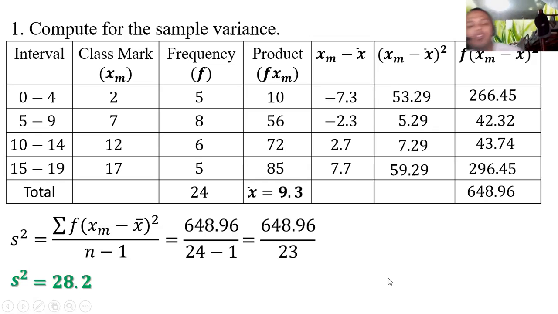Again, to find the variance, you need to compute for the class mark, then the product of the class mark and frequency, find the mean. Next is the deviation, the square deviation, the product of the frequency and the square deviation, then summation divided by n minus 1, then the result is 28.2.